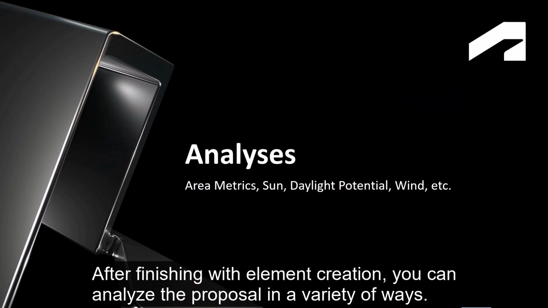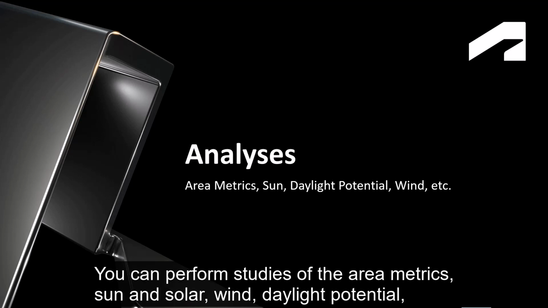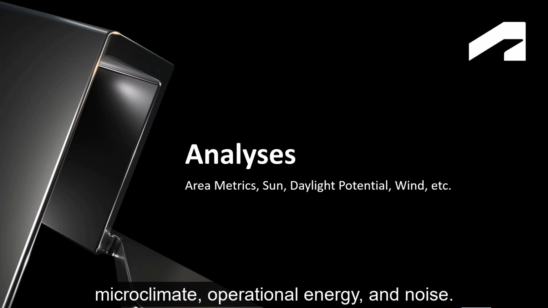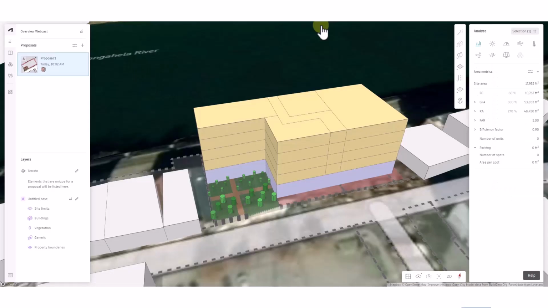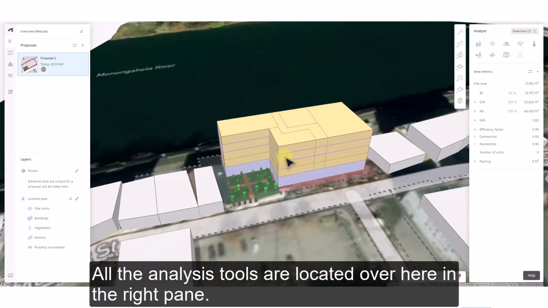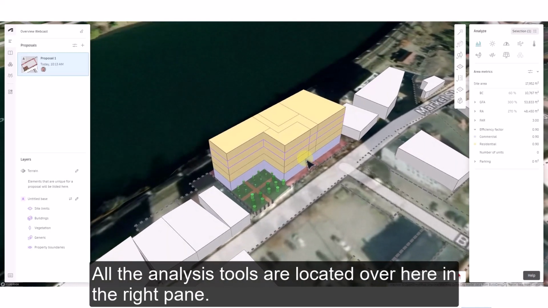After finishing with element creation, you can analyze the proposal in a variety of ways. You can perform studies of the area metrics, sun and solar, wind, daylight potential, microclimate, operational energy, and noise. All the analysis tools are located over here in the right pane.